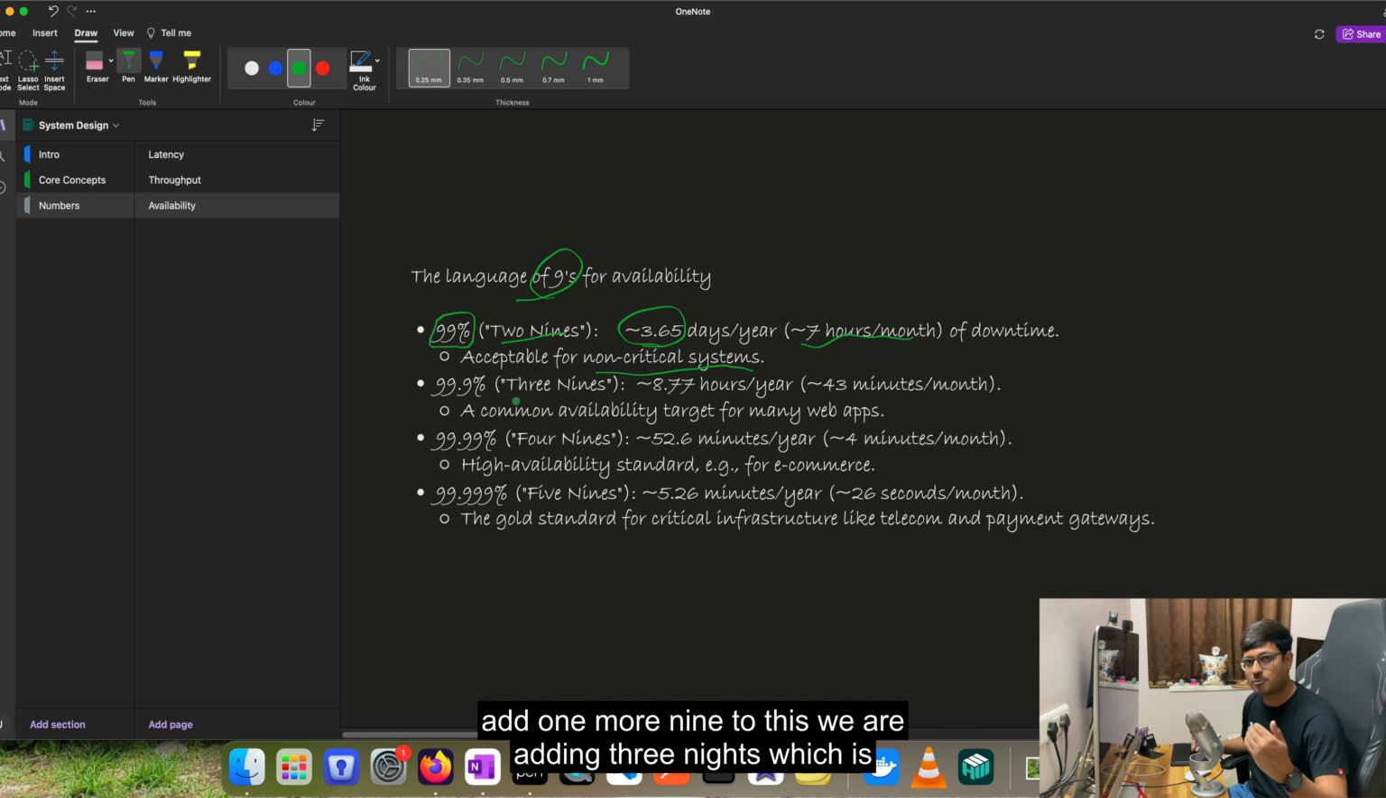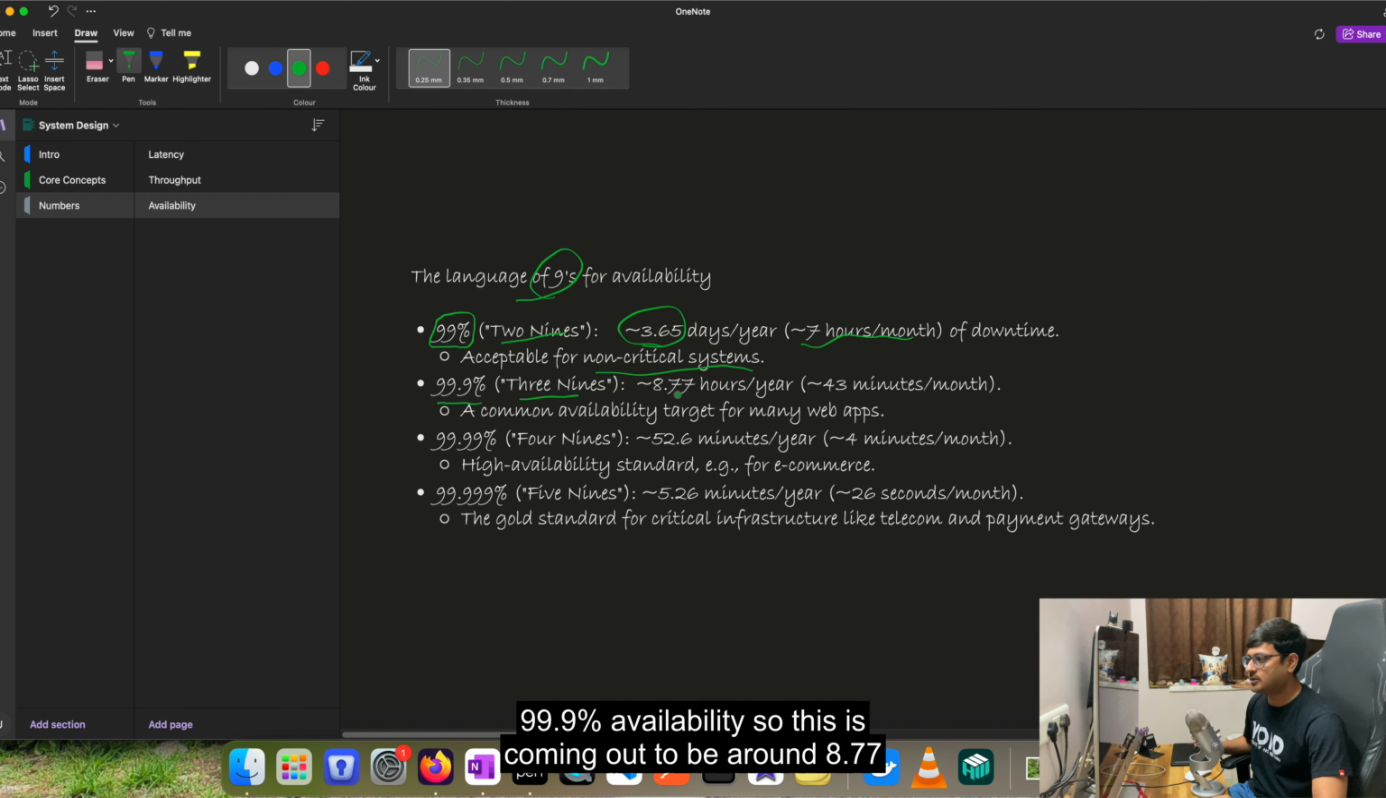Now let's add one more 9 to this. We are adding 3 9's, which is 99.9% availability. This comes out to be around 8.77 hours per year, which is about 43 minutes per month of downtime, right? This is the common availability target for many web applications. We will be mostly okay with 99.9% of availability, right?